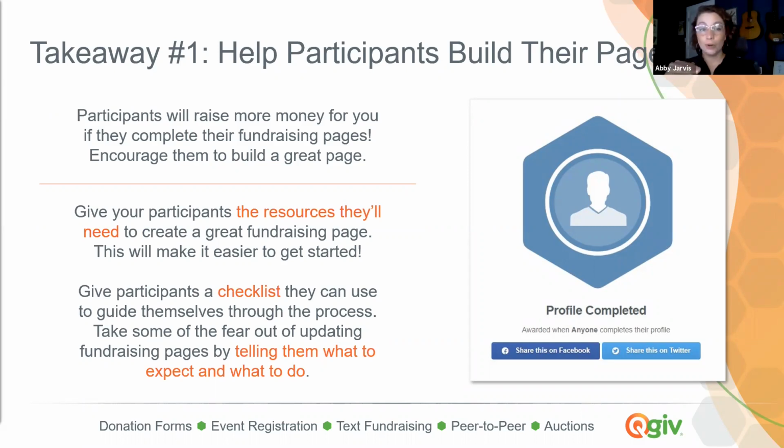You can also reward your participants for building out their page. This right here is an example of a badge that anyone that is setting up a fundraising page in the Qgiv system can earn when they put together their page. You can do something similar and award it manually if your platform doesn't support that. But really the driving goal here is to get participants to update their pages by making it really easy for them to do so in a very short period of time.